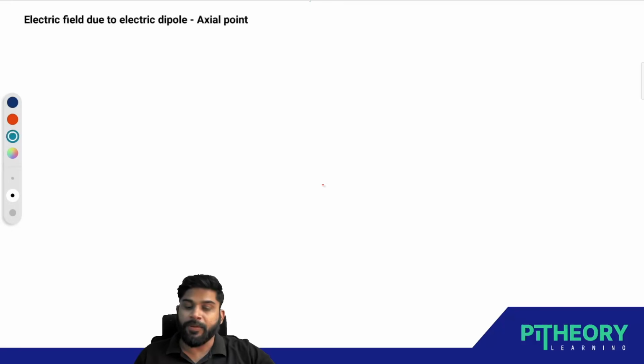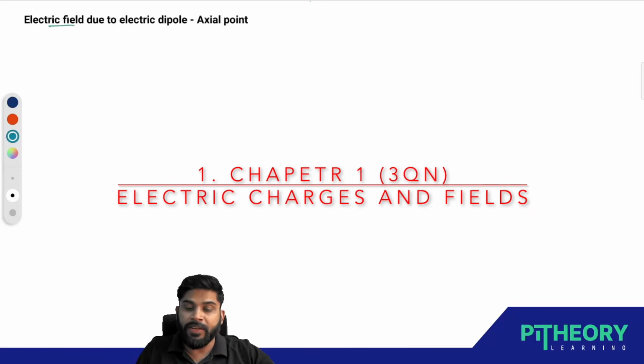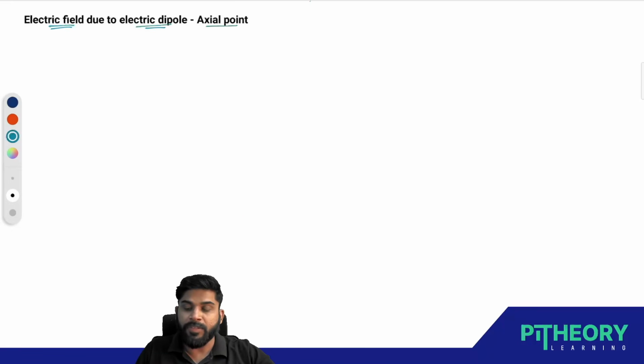The first question that we are going to see is the electric field due to an electric dipole. Which point are we considering? The axial point we are going to consider. So let's consider here an electric dipole, right?